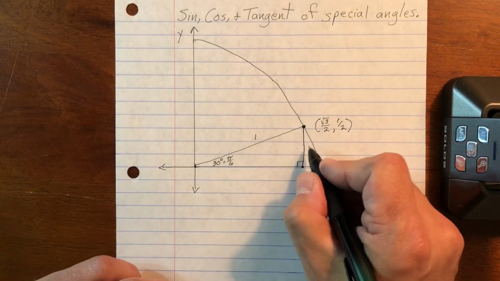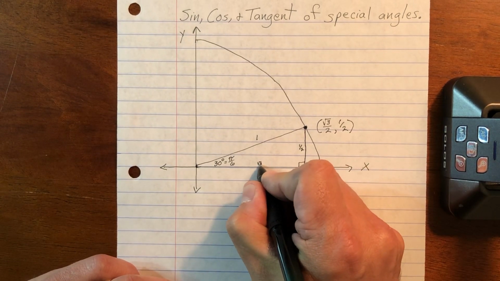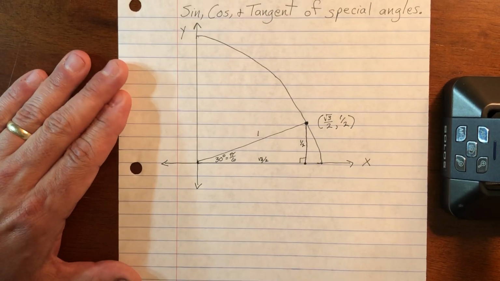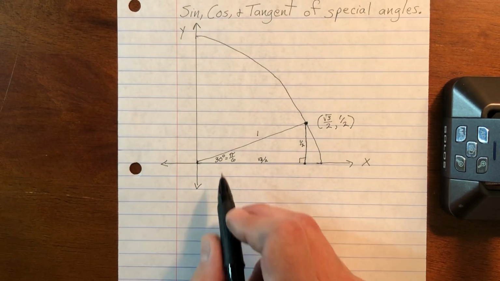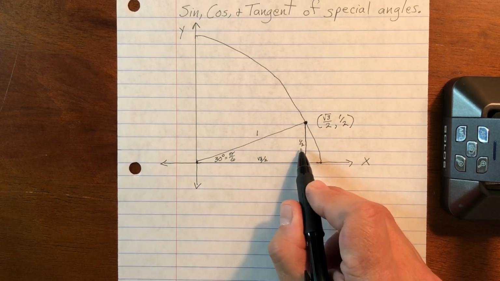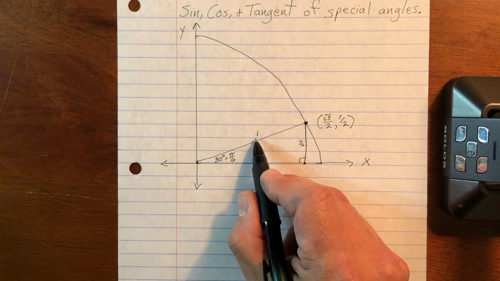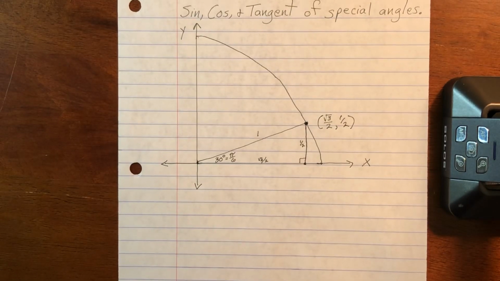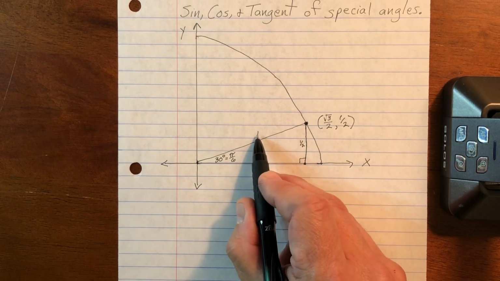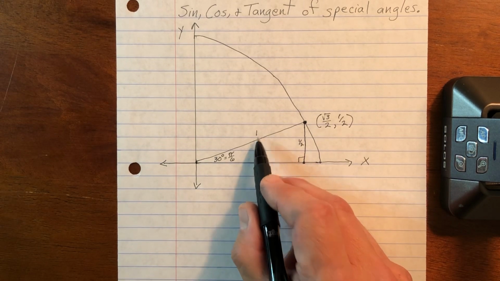Now, this side is 1/2 and this side is the square root of 3 divided by 2. I know that's small, but I'm going to be drawing some other things on here, so you'll see why in a minute. What is the sine of 30 degrees? Well, the sine would be the opposite side divided by the hypotenuse. 1/2 divided by 1 is 1/2. The sine is 1/2. What's the cosine? The cosine would be the adjacent side divided by the hypotenuse. So the cosine is the square root of 3 over 2 divided by 1, which is the square root of 3 over 2.